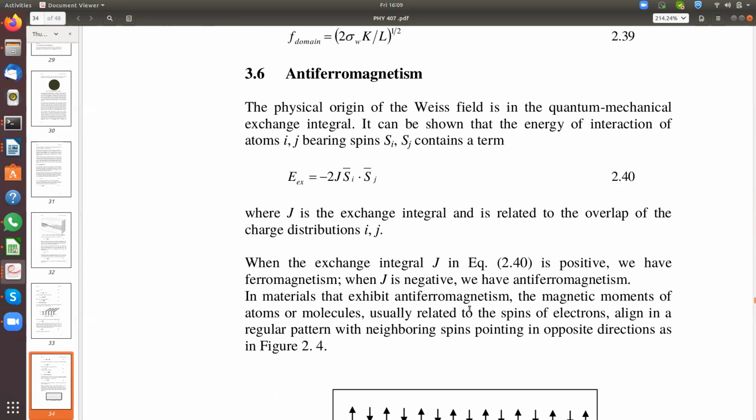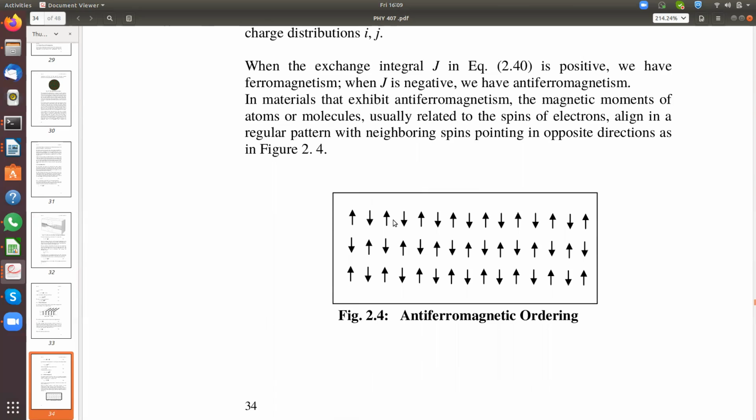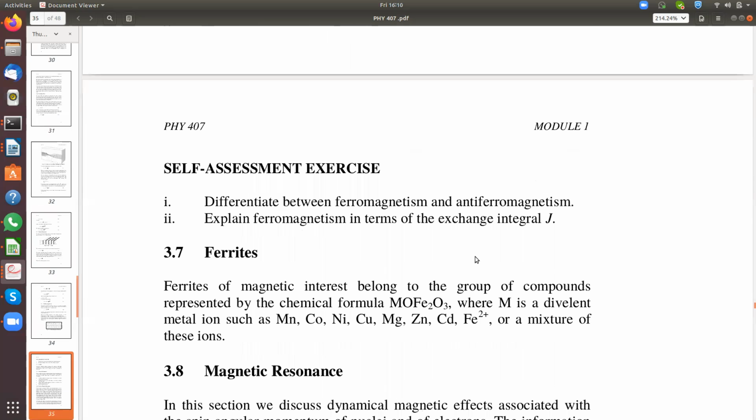So in materials that exhibit antiferromagnetism, the magnetic moments of atoms, or rather the spins of electrons, align in a regular pattern with neighboring spins pointing in opposite directions, as shown below. So you see that some are up, some are down, some are up, some are down. This is the arrangement of antiferromagnetism in the material. Now, your self-assessment exercise is to differentiate between ferromagnetism and antiferromagnetism. Then you have to explain ferromagnetism in terms of the exchange integral J. These have been discussed already.